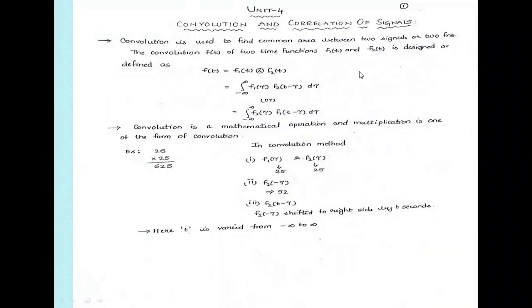So, before going to the examples of convolution and correlation, first of all, you can see what a convolution is and how we can find the convolution. The convolution is used to find the common area between two signals or two functions.